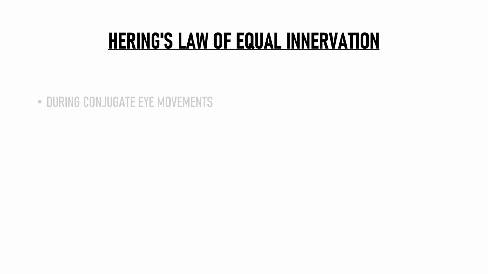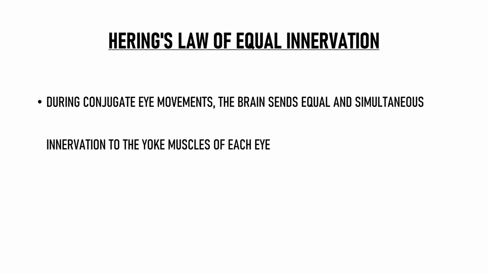Hering's Law states that during conjugate eye movements. Now, what are conjugate eye movements? Conjugate eye movements are when both the eyes move together in the same direction. So, during conjugate eye movements, the brain sends equal and simultaneous innervation to the yoke muscles of each eye.